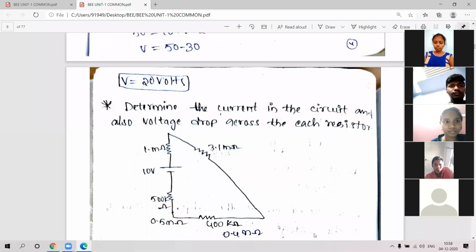And the current, what is it? Is it a series or parallel circuit? Tell me. Series. Clearly we can say that it is a series circuit because there is no current division. There is only one path from positive to negative, only one direction.